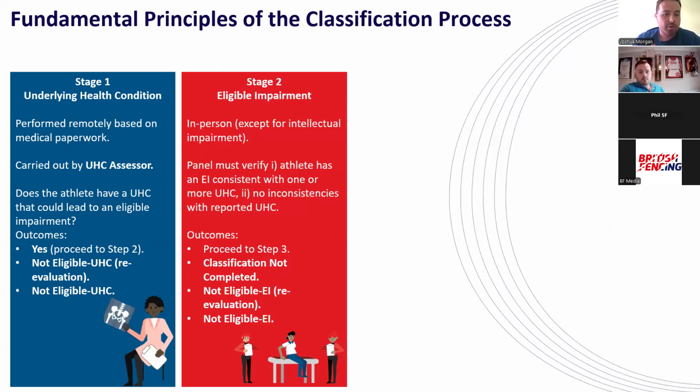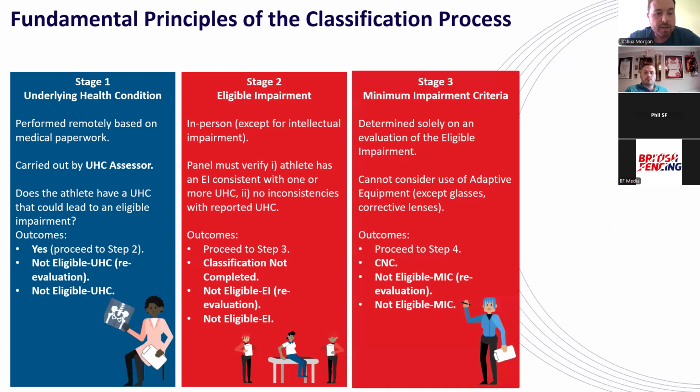There are a couple of other bits within there. If the classification panel feel that they need some further knowledge or further documentation to support the evidence that they're seeing, they can deem the classification as not complete and then require the athlete and the support team to go away and provide further evidence before they can continue with the classification process. Or they can deem the athlete not eligible based on their eligible impairment if they don't feel the eligible impairment is eligible for the sport that they are being classified in.